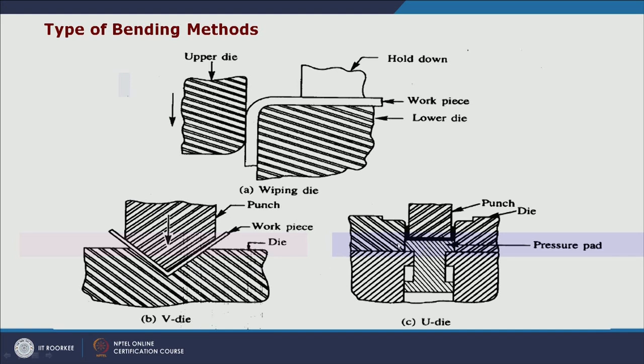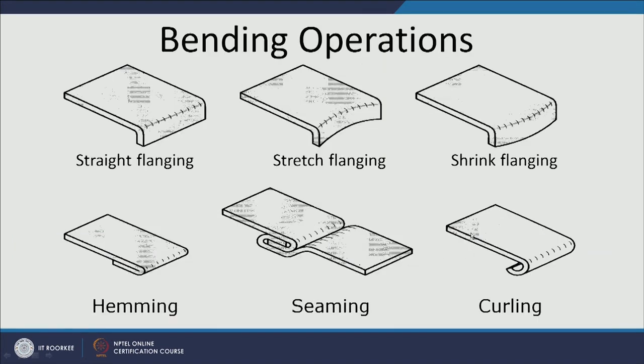And similarly here we can see this is the die and this is the punch, and between these two, when the punch applies the force onto the sheet metal, it takes the U shape of the die. Other bending operations include flanging, wherein flanging directly through the 90 degree, that is a straight flanging, then stretch flanging and shrink flanging.